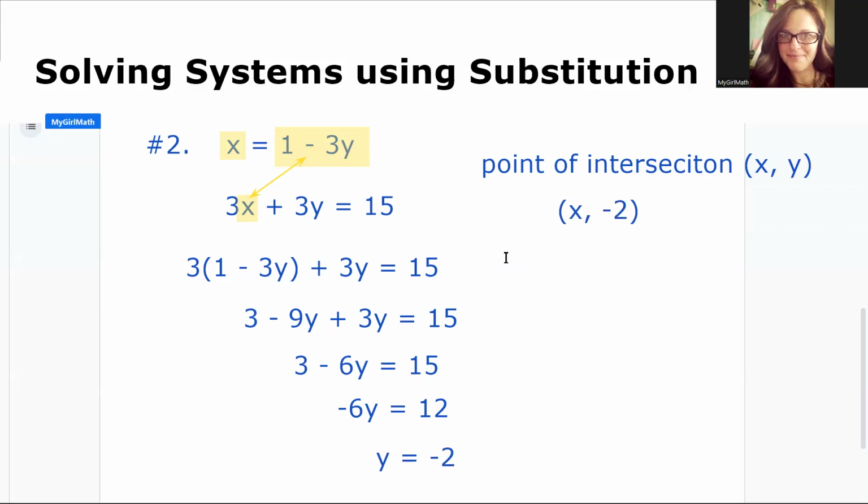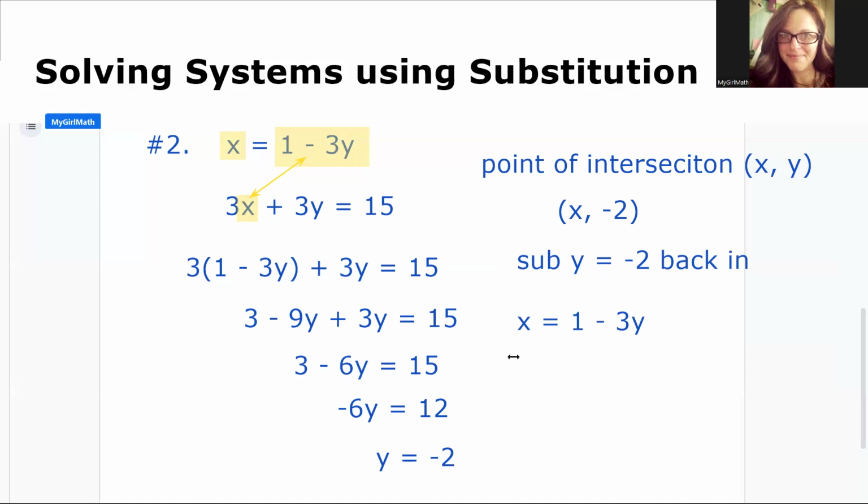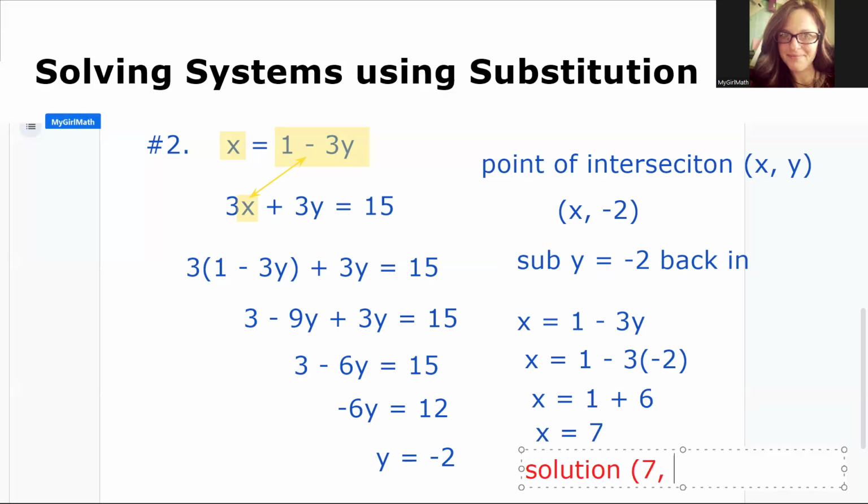We need to substitute y equals -2 back in to one of our original equations. I'm going to use the top equation. Solving for our second coordinate x. And we now have x and y, our solution, the point of intersection. (7, -2) is the point where these two lines cross if you were to graph.